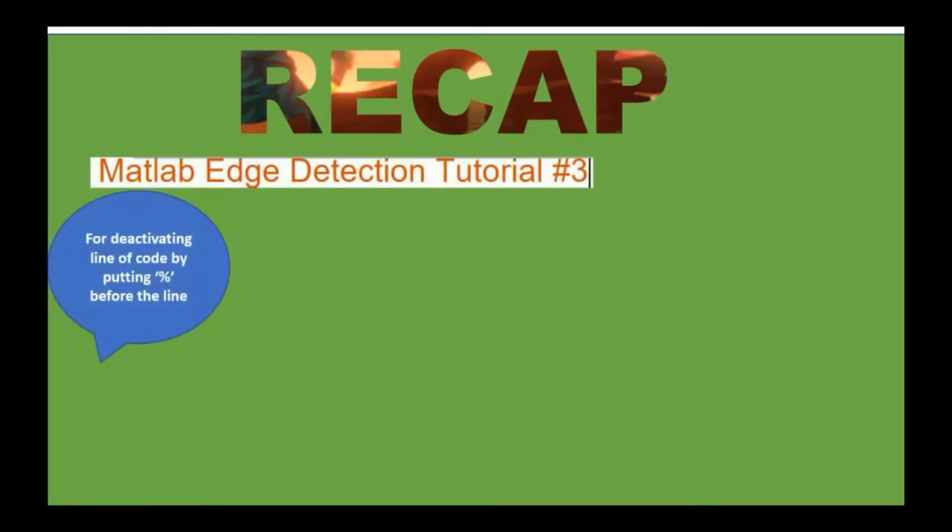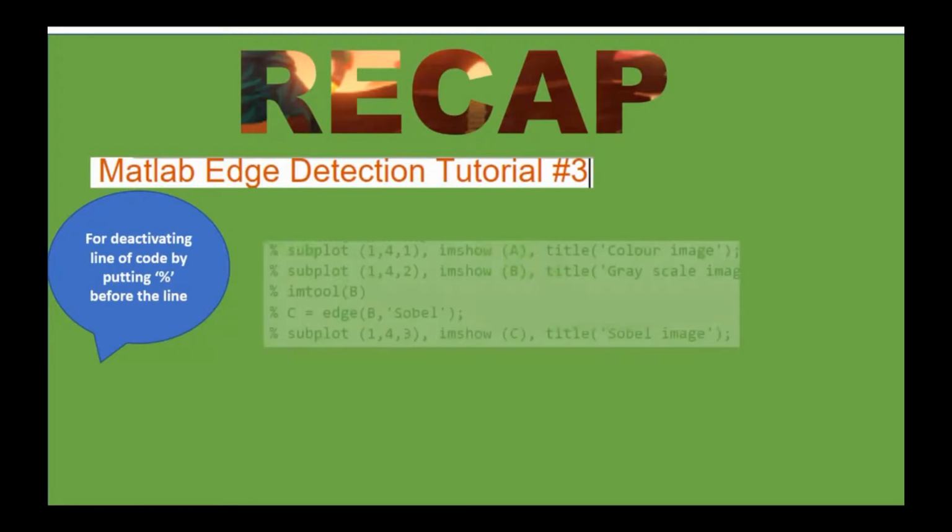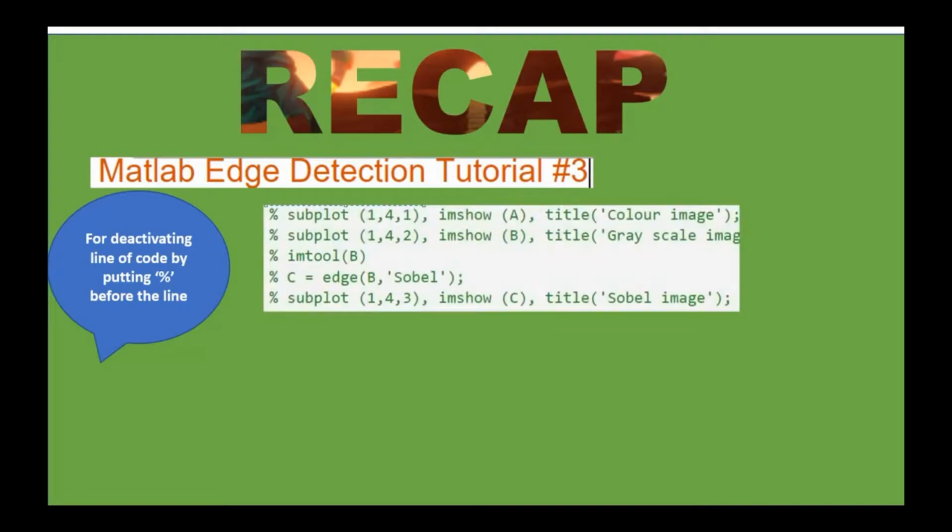Now the next part we did was also for deactivating a line of code by putting a percent sign before the line. So basically, if you put a percent sign before the line, the code gets deactivated, and you see the color also change, and if you just delete the percent sign, the code becomes active again.